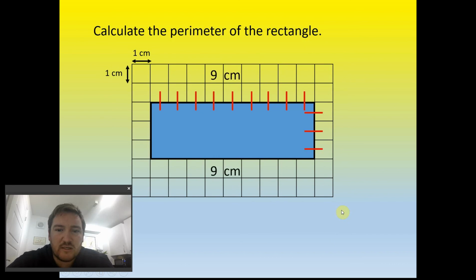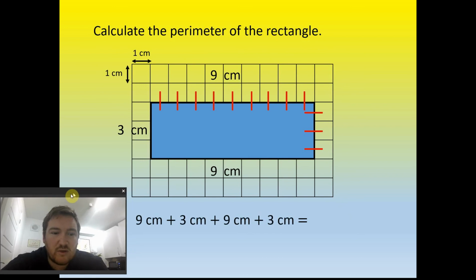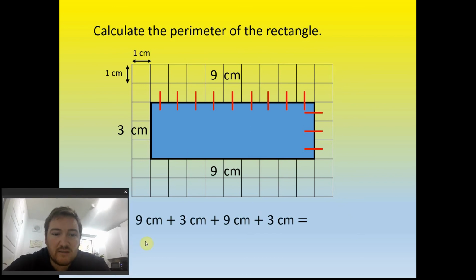So just like we discussed, 9 centimeters on either side, 3 centimeters on the lengths. So 9 add 3, add 9, add 3 gives us 24.